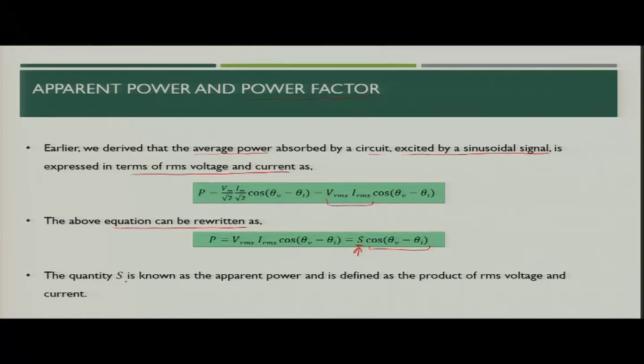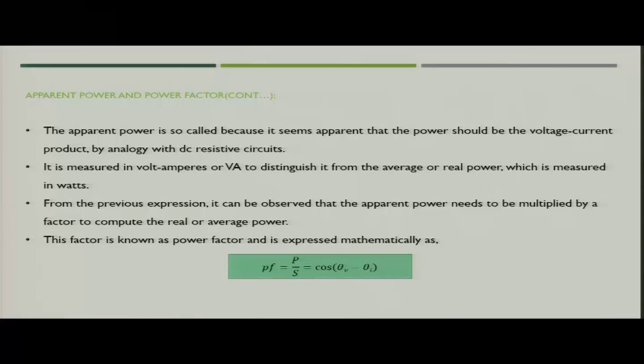What is S? S is called the apparent power because it is defined as the product of RMS voltage and current. If you correlate with a DC voltage source, in DC we define power as V into I. So the apparent power would be Irms into Vrms, so that you get a feel of it compared with the DC source. It is apparent because it seems that the power should be the voltage-current product, by analogy with the DC resistive circuit.